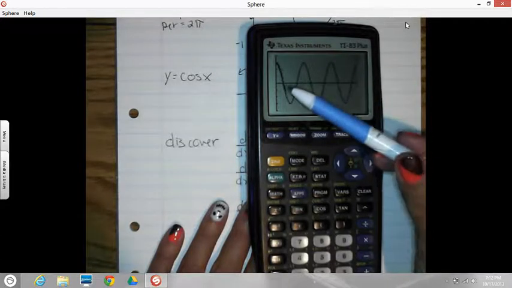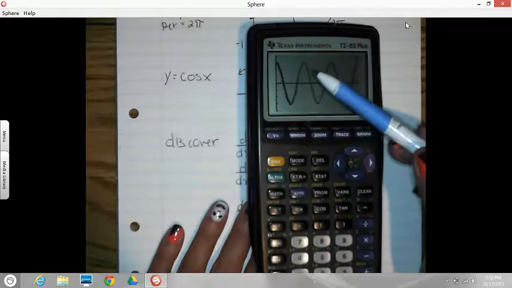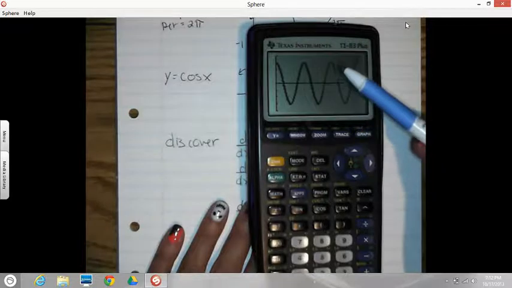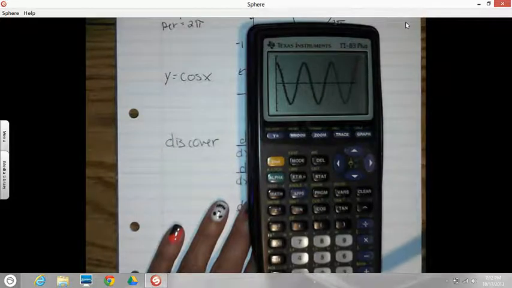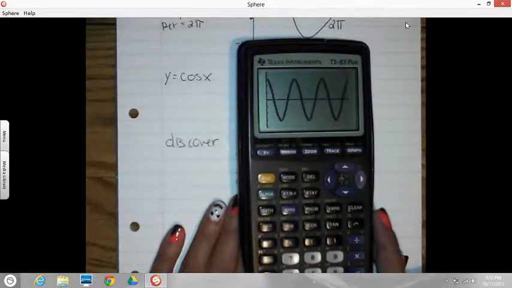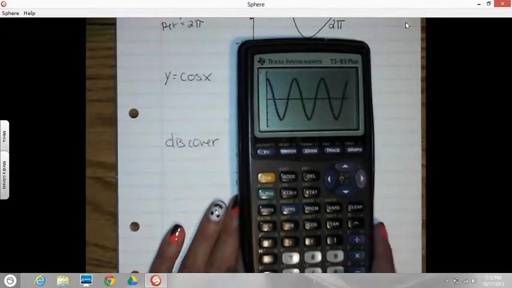Now here comes the derivative of sine 3x. And you can see it's fitting perfectly. So with trig functions, you're going to have to multiply by the derivative of the angle.